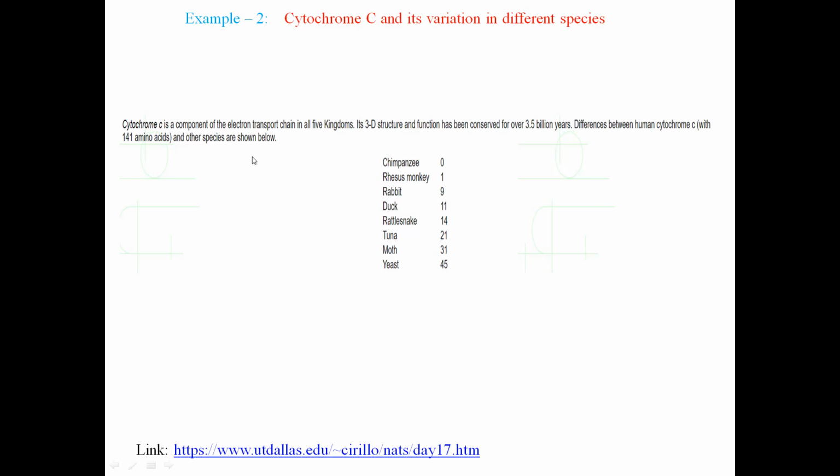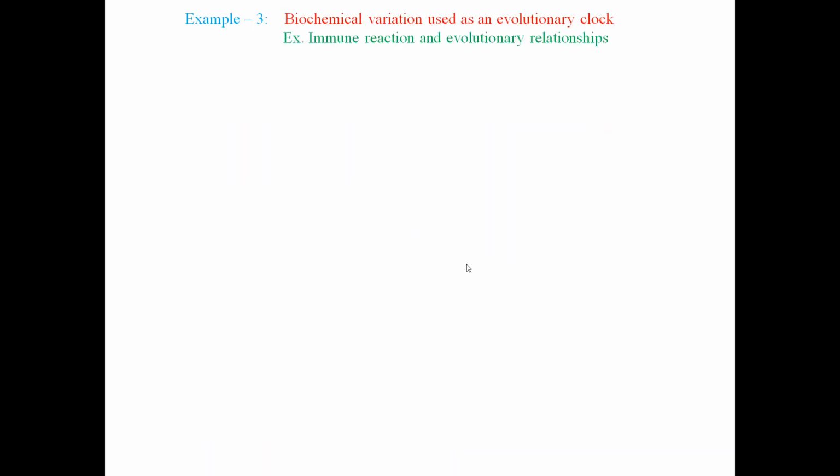If you look at human cytochrome C, the chimpanzee has zero differences and the rhesus monkey has one difference. That means chimpanzee and human are exactly the same. Rhesus monkey has only one difference, and rabbit has 9 amino acid differences. Duck 11, rattlesnake 14, tuna 21, moth 31, and yeast 45. It gives a clear picture of cytochrome C and its variation in different species.